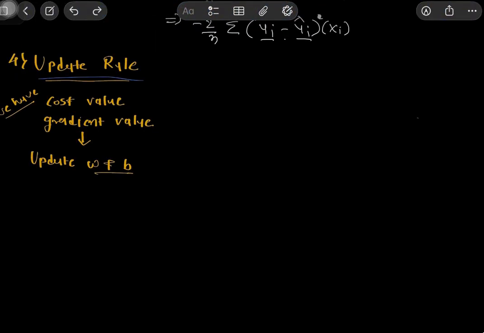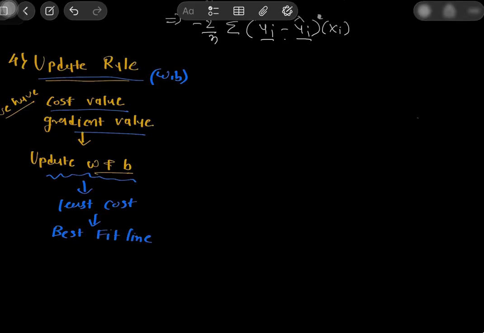So the next step is to use the update rule. Here we have our cost value that we have calculated based on the W and B that we used. We also have calculated our gradient value. Now based on these two, we want to update the value of W and B in such a way that gives us least cost. So this will automatically give us our best fit line. So the update rule is something like this. We have to update our value of W. So we will say W new is equal to W old, whatever W gave us this cost value and our gradient, minus alpha into our gradient.